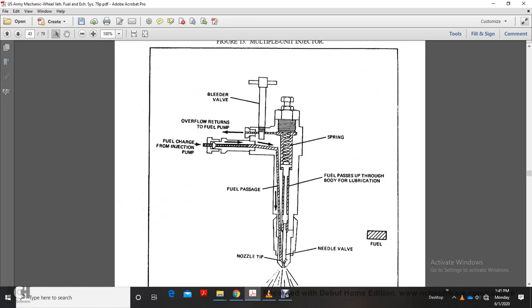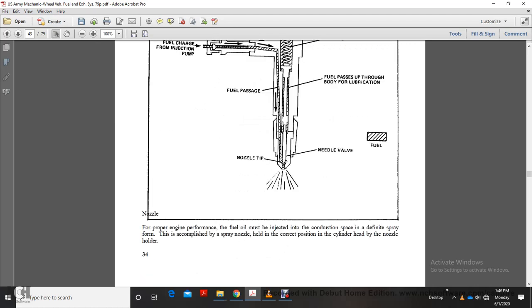Alright, your multiple injector shows the bleeder valve. The oil returns to the fuel pump. Fuel injection discharge from the injection pump, the fuel bypass passage, the spring. Fuel passes through the body of the nozzle holder, needle valve, nozzle tip, fuel.